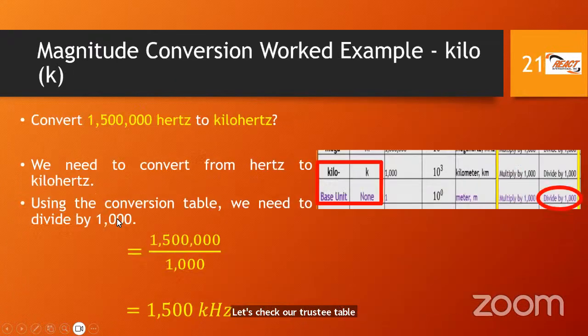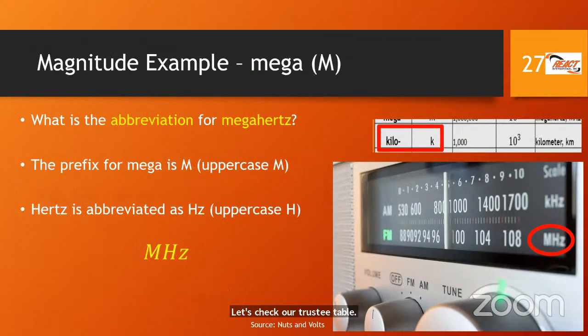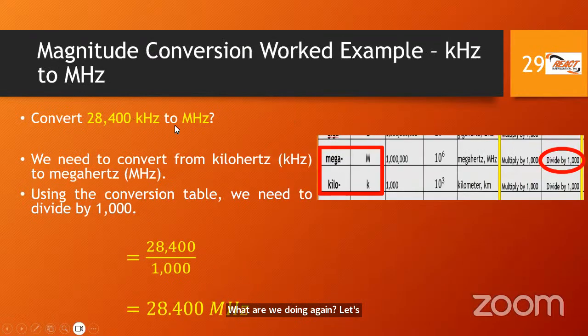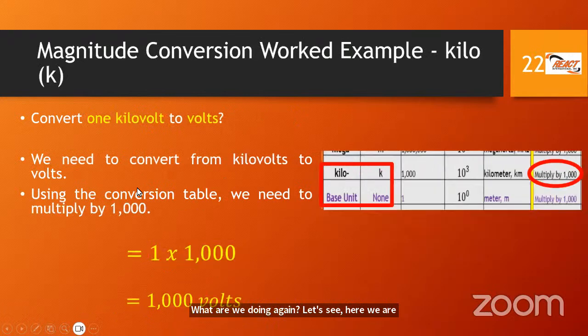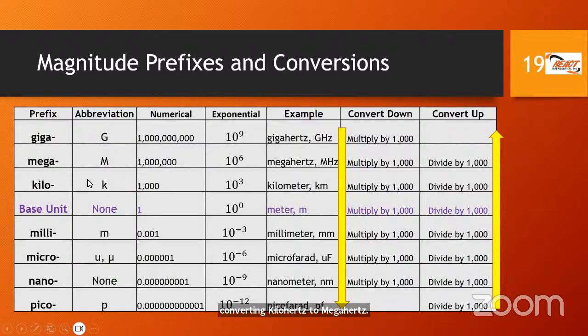Okay, what are we doing again? Let's see here. We are converting kilohertz to megahertz, all right? So we are going up, kilohertz to megahertz. We are at the kilo level, and we go into megahertz. We are going up. What do we do when we go up? We convert up, we divide by 1,000. Anytime you're going up, you're dividing by 1,000 if you're jumping one level up.